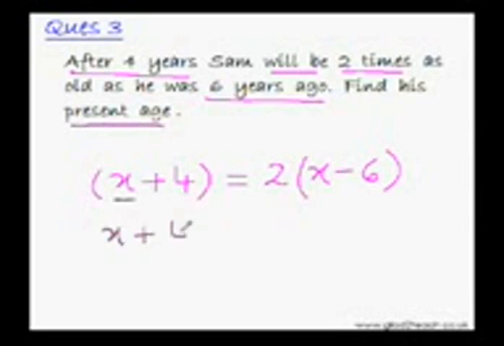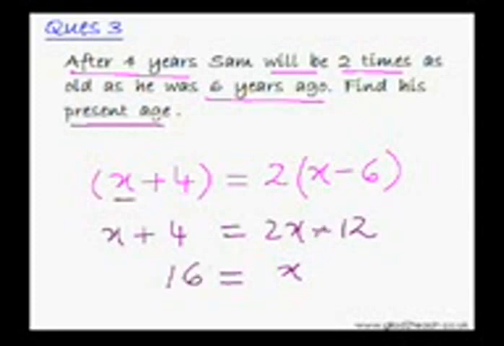x plus 4 equal to 2x minus 12. 2x minus x would be x, and 4 plus 12 would be 16. Isn't it? When this minus 12 comes to this side, it will become plus 12, and 4 plus 12 is 16. That's it. Question solved. So Sam's present age is 16 years. You see how easy it is to solve word problems. We just need to translate the English sentence into a mathematical equation.